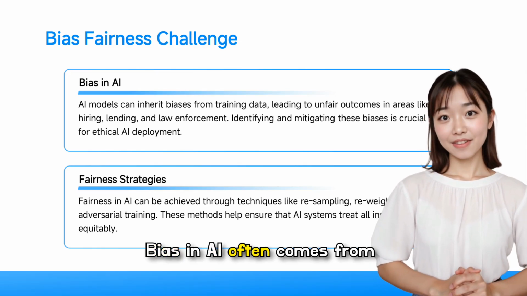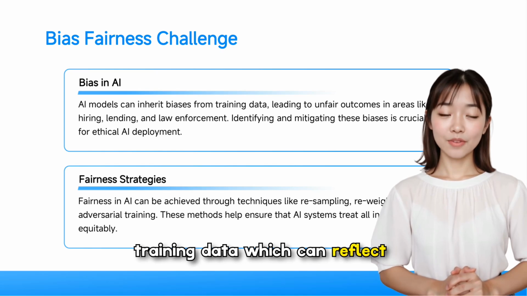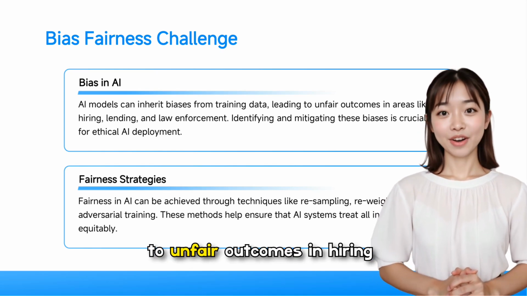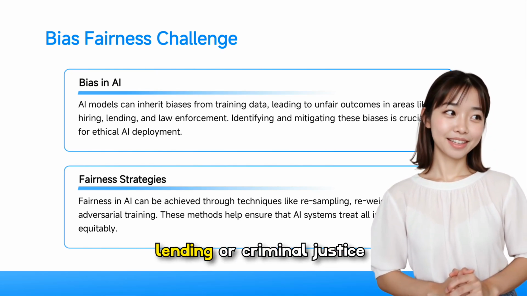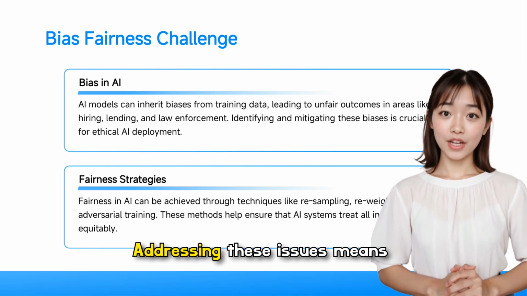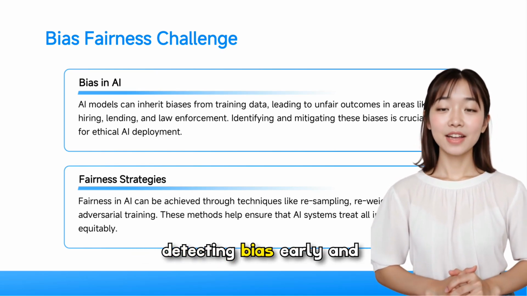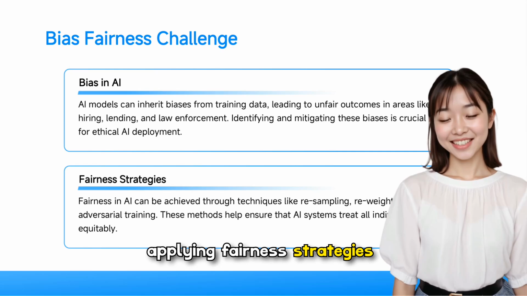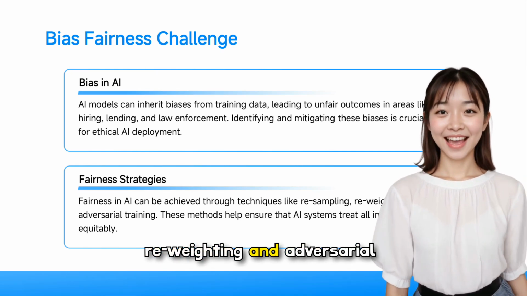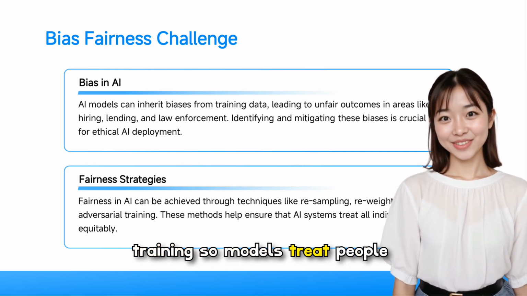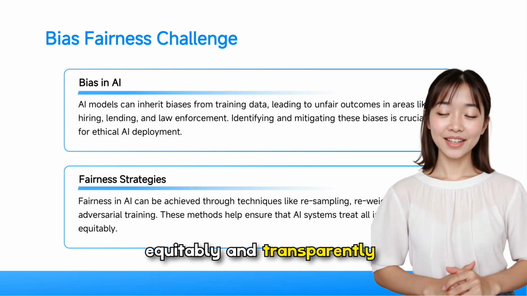Bias in AI often comes from training data, which can reflect historical inequalities and lead to unfair outcomes in hiring, lending, or criminal justice. Addressing these issues means detecting bias early and applying fairness strategies such as resampling, reweighting, and adversarial training so models treat people equitably and transparently.